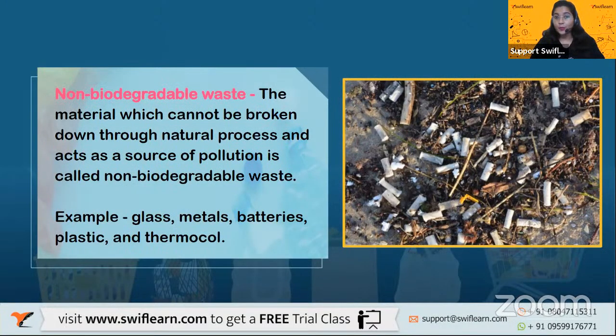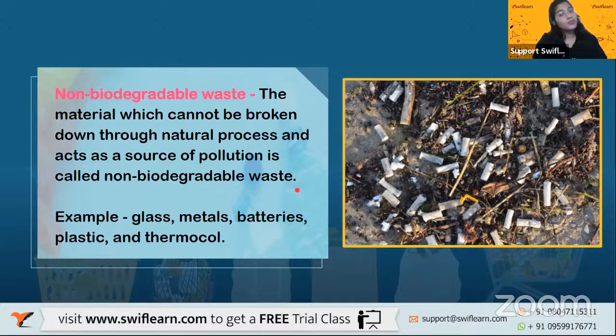Now coming to the non-biodegradable waste. These are dangerous. Why? Because they cannot be broken down through the natural process. They cannot be decomposed, cannot be degraded. And obviously, if they do not decompose, they will not mix up with the soil. And if they do mix up with the soil, then it will give a very toxic substance to the soil. So it will create soil pollution also. So these types of wastes are known as the non-biodegradable waste, which cannot be broken down through the natural process and act as a source of pollution.